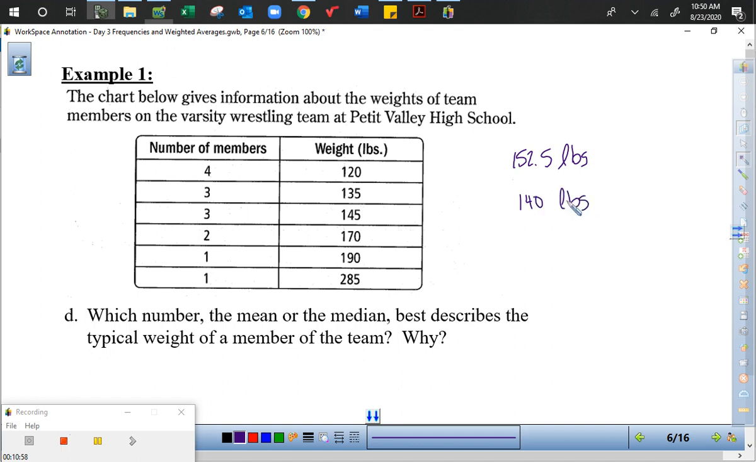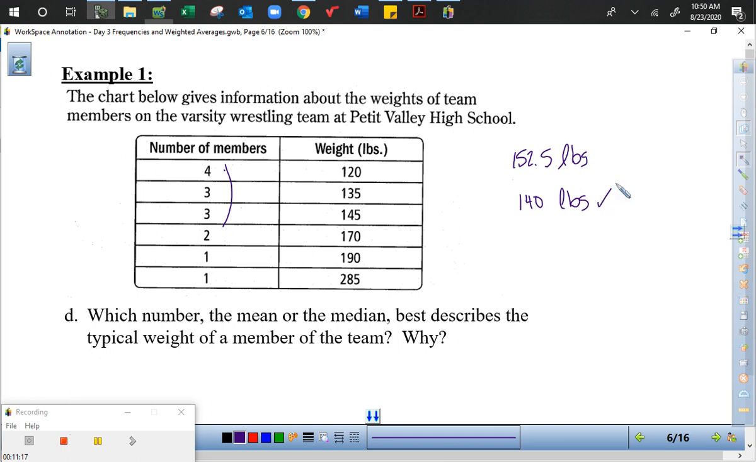If we want to find out the typical weight for a member on the team, we need to think about where are more people? At what weight class do more people fall? Okay, well hopefully you see that most of the team is right there. Now some of the team obviously is a little bit higher, but the majority is at the lower weight classes, so the lower guy works for us.